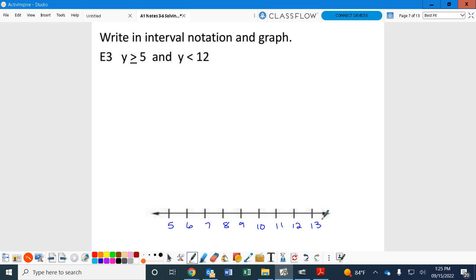Okay, guys. Above it, it's going to be what kind of dot next to the 5? Closed. Write it above it, not on it, above it.